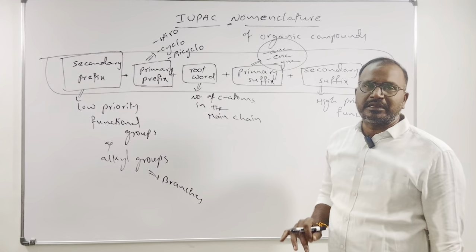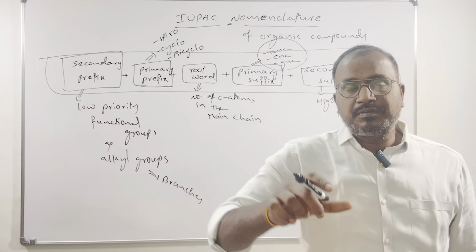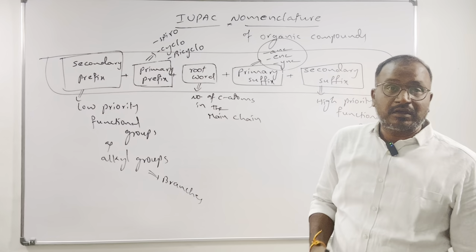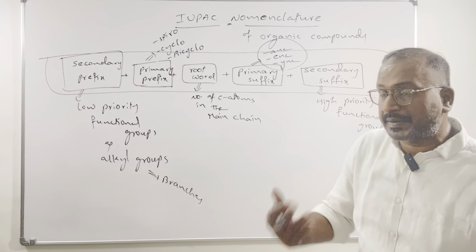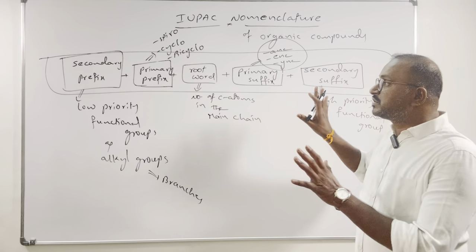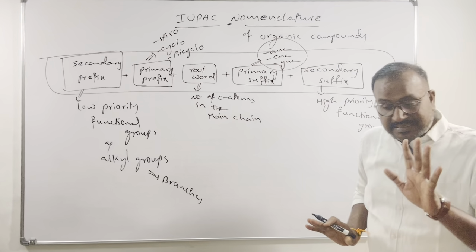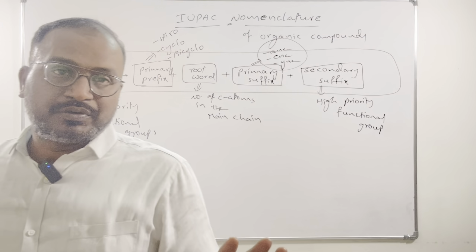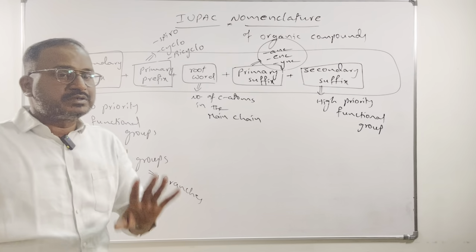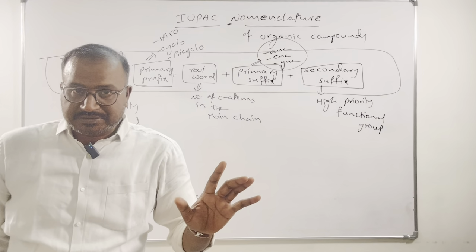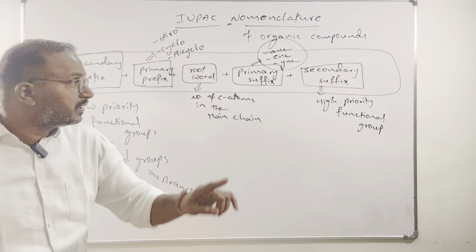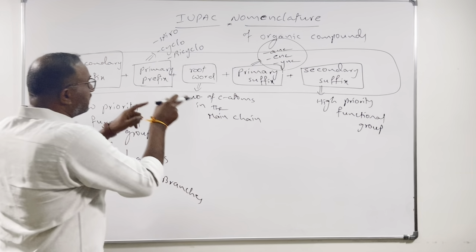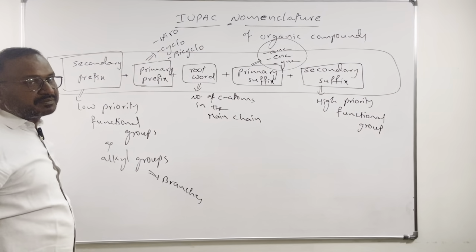Whatever organic compound you are given, whether it is a simple organic compound, a multifunctional group organic compound, an open chain or cyclic chain, or bicyclic or spiro, you should know which one comes under which part. Once again, to write IUPAC names for organic compounds you should know 5 concepts. The first is root word, then primary suffix, secondary suffix, primary prefix, and secondary prefix.